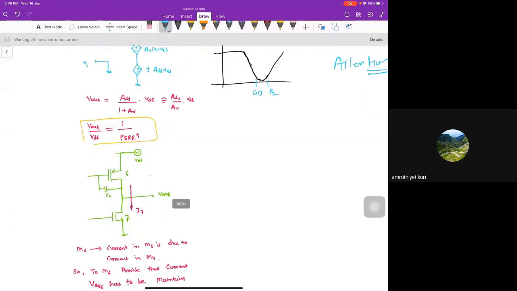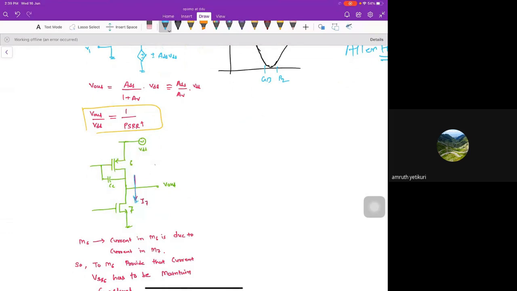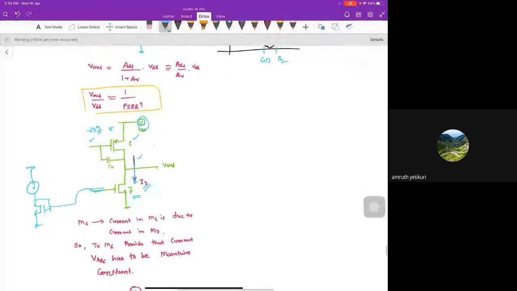See, this fellow, I7, this current is coming from this current mirror, right? The I7 is fixed, so the same I7 has to flow through I6, right? And to support this current, we need a constant value of the VSG here. Now, to keep a constant VSG, and I am applying a perturbation in this fellow, what will happen? This node also has to follow this perturbation.